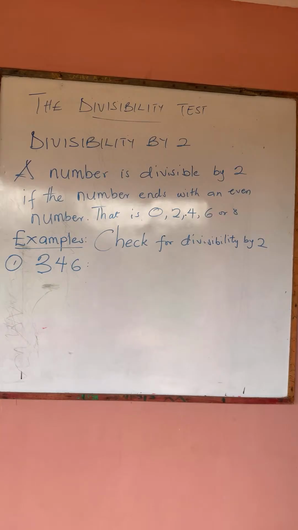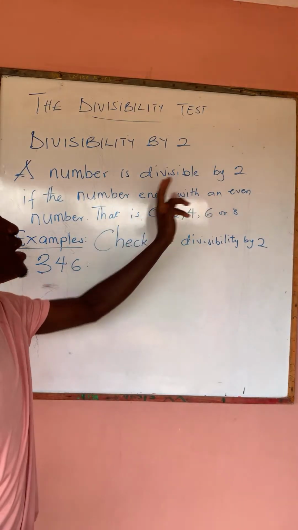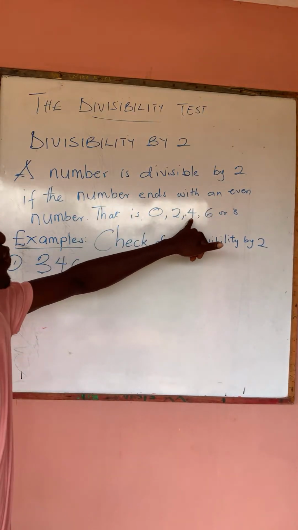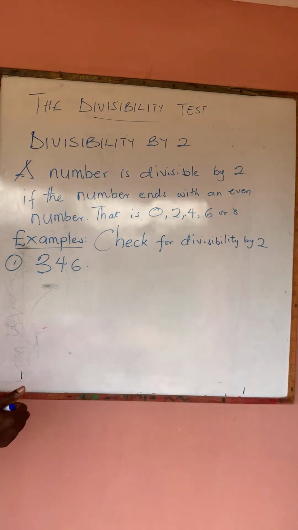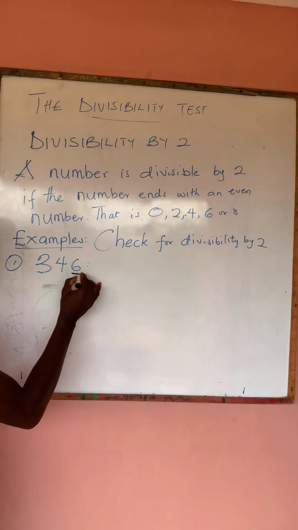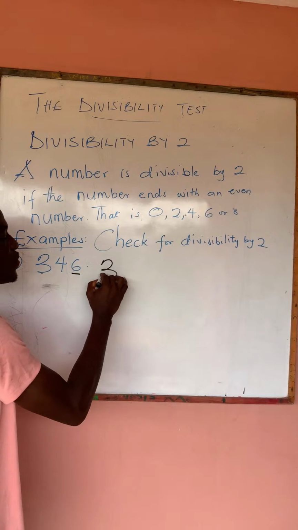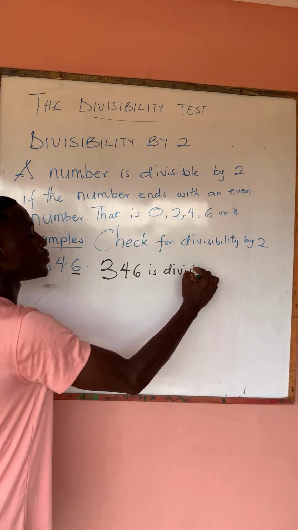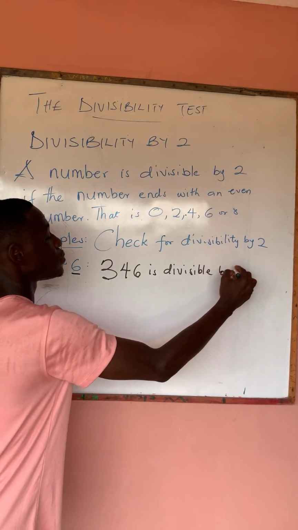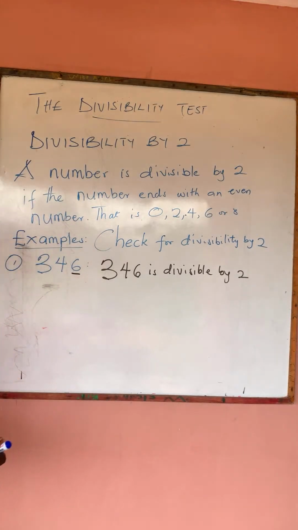All right, let us check it and see. We are saying that a number is divisible by 2 if the number ends with an even number, as in if it ends with 0, 2, 4, 6, or 8. We're going to check our last digit. The last digit here is 6. I say that 6 is an even number. Because of that, we conclude that 346 is divisible by 2. Does everybody understand it? Alright, let's take the next example.